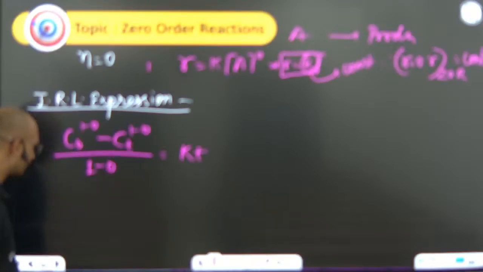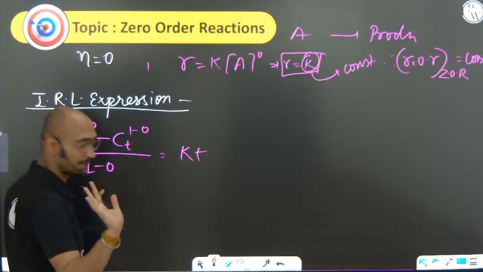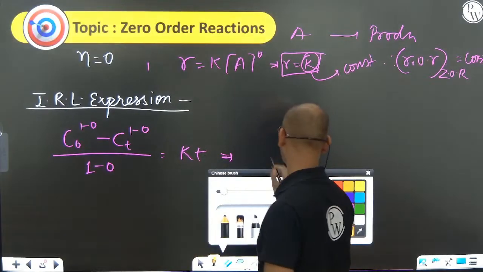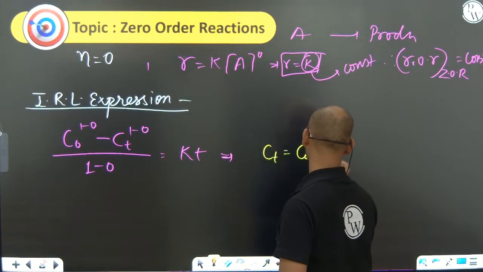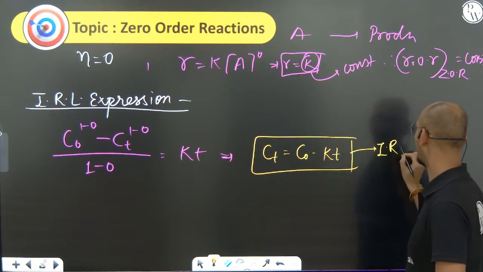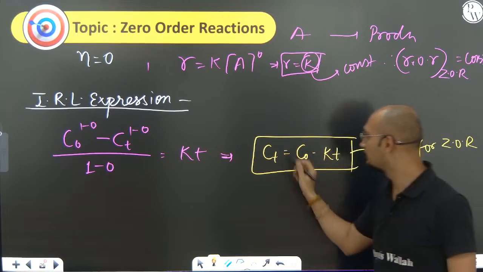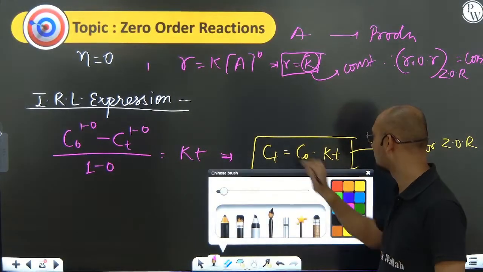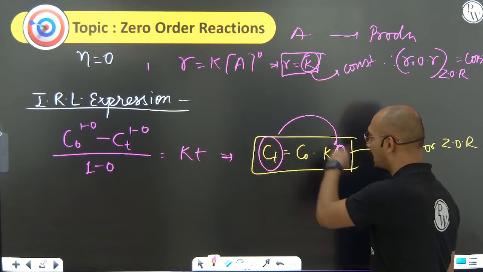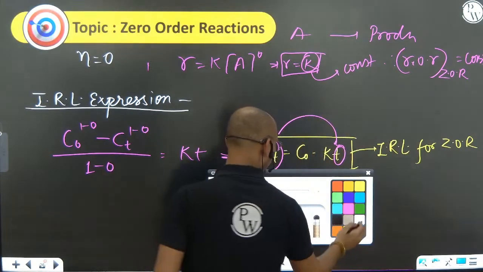Where is it coming from? It is coming from the general integrated rate law expression. So the final formula that comes out here is Ct equals C naught minus Kt. So it is the IRL for zero order reaction. Why do we use it? We use it for relating Ct with t, meaning the concentration of the reactant at any given point of time for a zero order reaction. So that is a very important point.